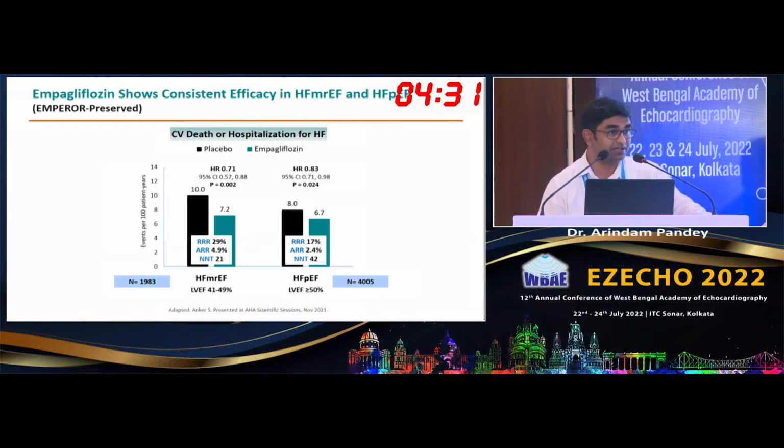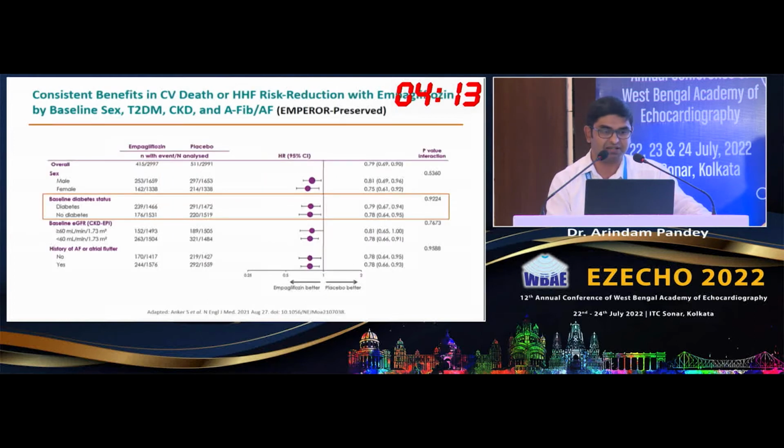Number needed to treat in mid-range ejection fraction was only 21, whereas in preserved ejection fraction, more than 50%, it was 42. So yes, the impact was more in case of mid-range ejection fraction, but overall the preserved ejection fraction also improved, with statistically significant results.